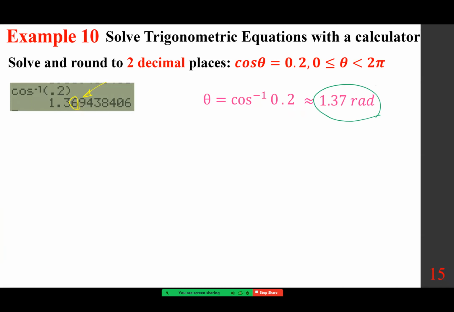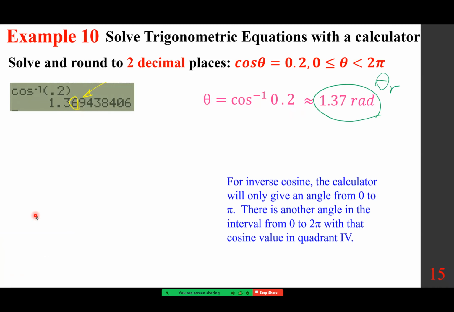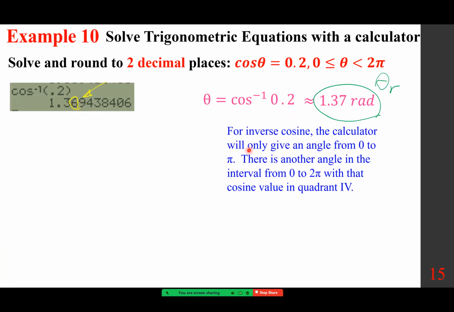It is also your reference arc. So basically 2 pi minus that is the second answer. So for inverse cosine, the calculator will only give you an angle from 0 to pi. Why 0 to pi? Because remember, we restricted the cosine from 0 to pi. There's another angle in the interval of 0 to 2 pi with that cosine value in quadrant 4 because it's positive in quadrant 4. 2 pi minus that.